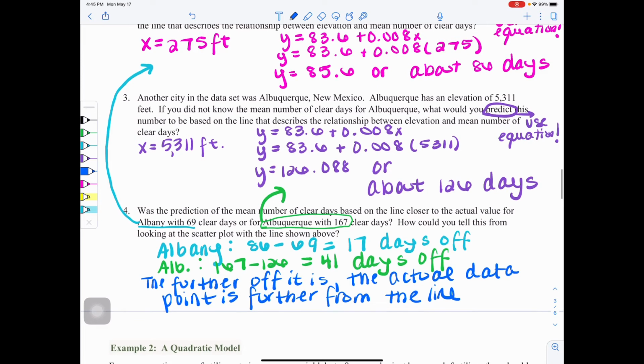So in number 4, was the prediction of the mean number of clear days based on the line closer to the actual value for Albany or for Albuquerque? And how could you tell this from looking at the scatter plot?